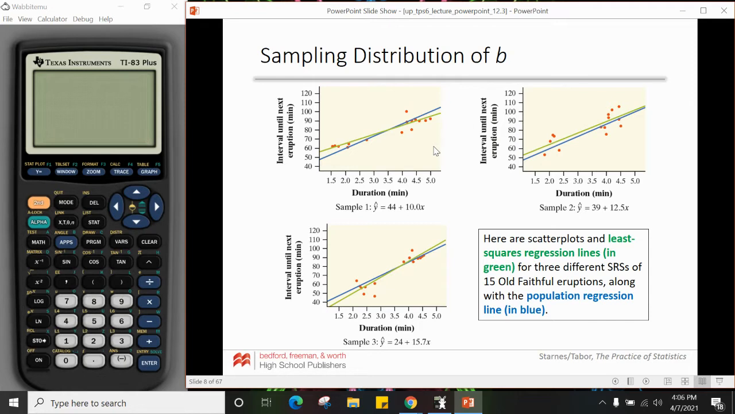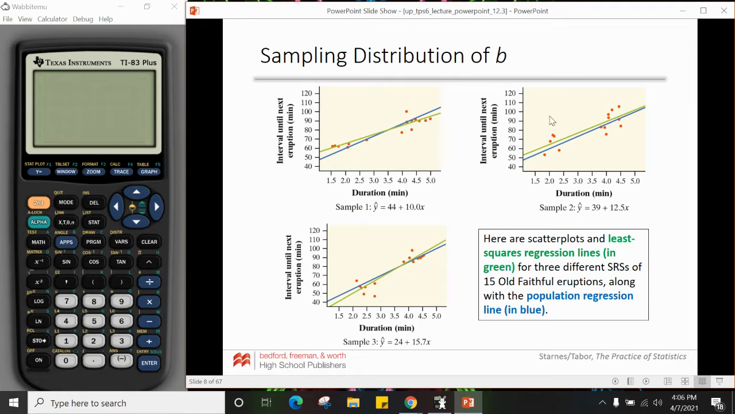All right. And so you can see how much the line changes, and specifically the slope changes, based on those 15 points. That's a reminder of what sampling variability is, where each sample will be a little bit different. We expect it to be pretty close to the population, but each sample is slightly different.